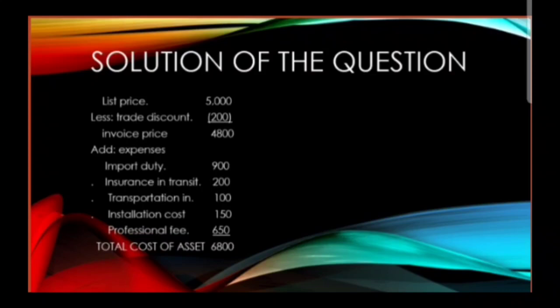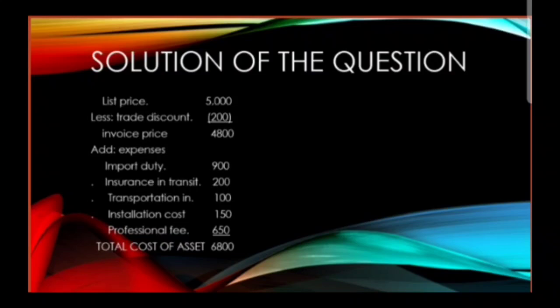List price 5,000 less the trade discount, which is availed at the time of bargaining, 200. Then we will get the invoice price on which we purchased the asset, 4,800. Then we will add the expenses relevant to all those four conditions. Number 1, import duty, we will add it. Then insurance in transit 200, transportation in 100, installation cost 150, and professional fee 650.